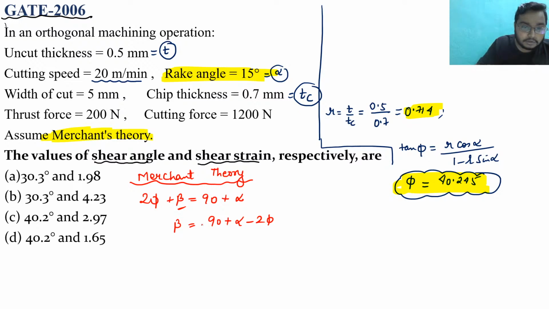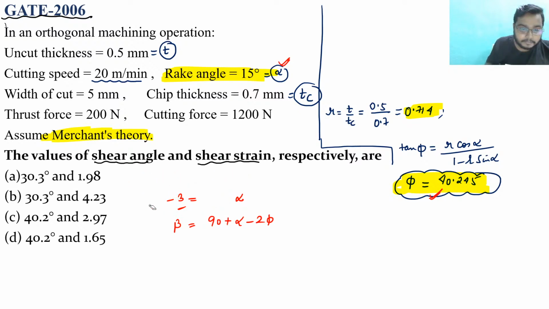One minute. Why are you giving option D? Please check your answers. See, you have phi, you have alpha, so you can find the shear strain. You can find the shear strain, right?